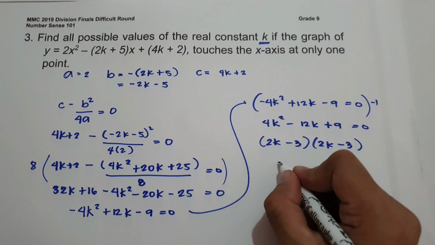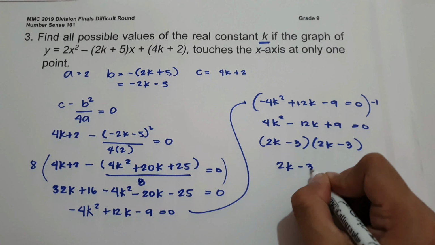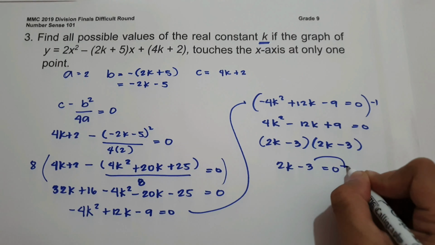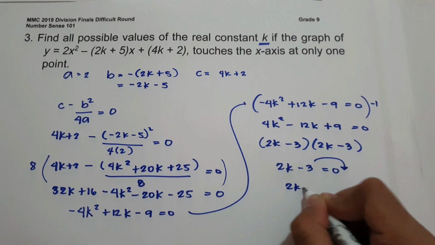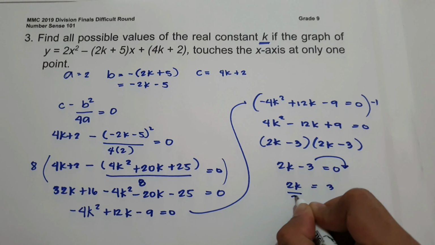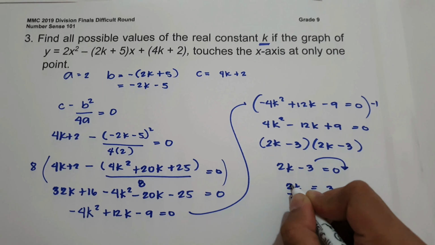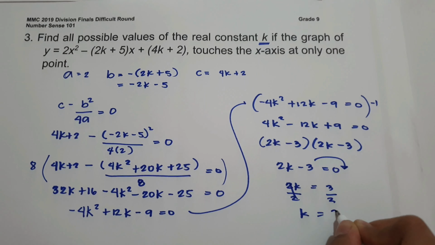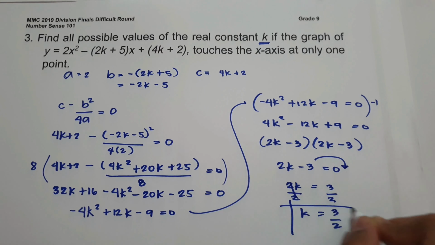So therefore, the value of k is 2k minus 3 equals 0. So let us move 3 on the other side. So 2k equals 3. Divide both sides by 2. So the value of k, that is 3 over 2. And this will be our answer.